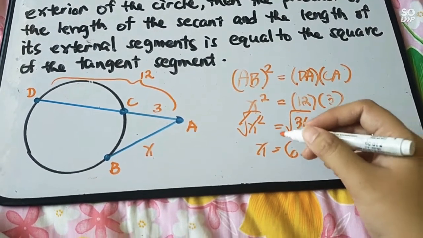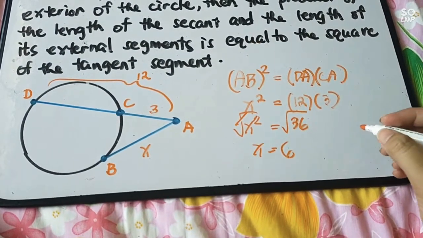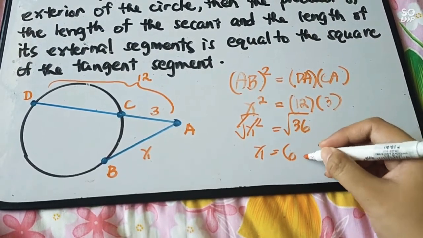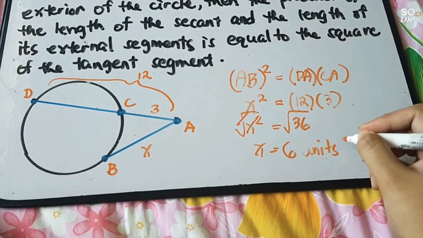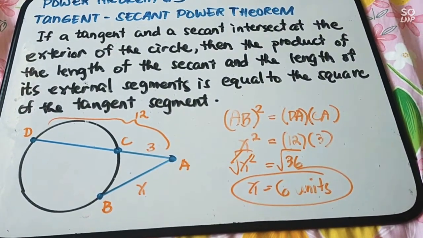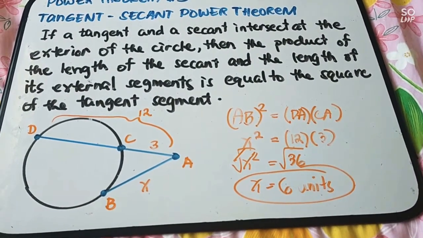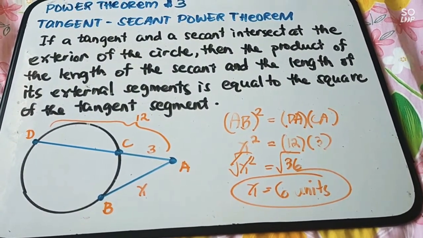Since x here could be positive and negative, but since we are using measurements, our answer is always positive. So, we have 6 units. Okay? So, that is how easy the tangent secant power theorem is. Okay? Let's have more examples about the power theorem.